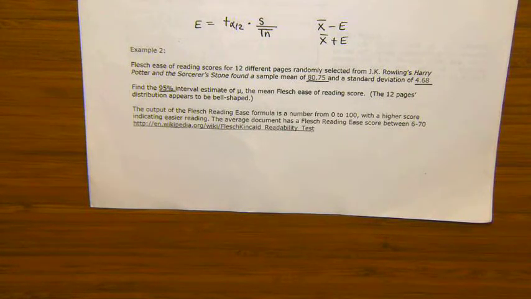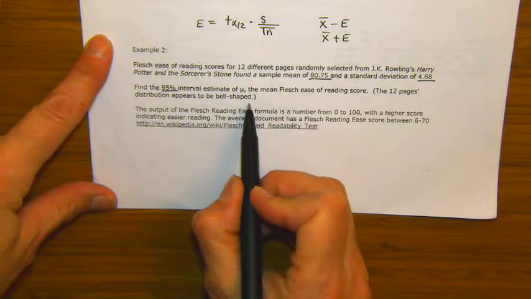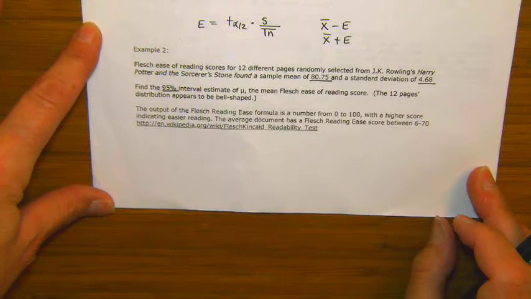So the reason why they put that in there, because remember our requirement is either a sample size greater than 30 or a normal population. So because it states over here that these are bell-shaped, we're going to assume that we have a normal population over here.